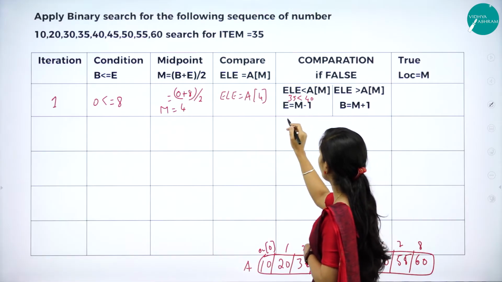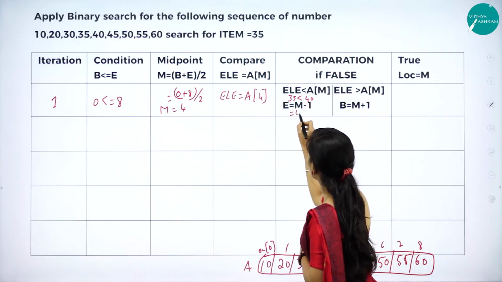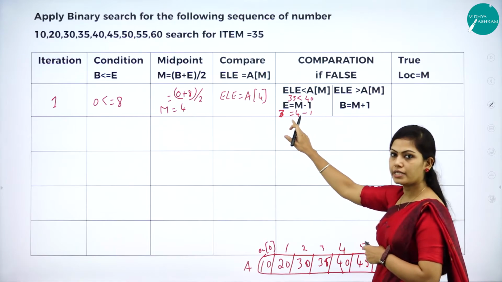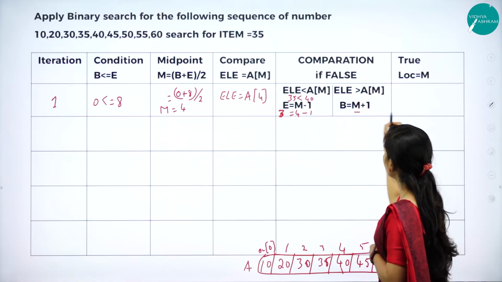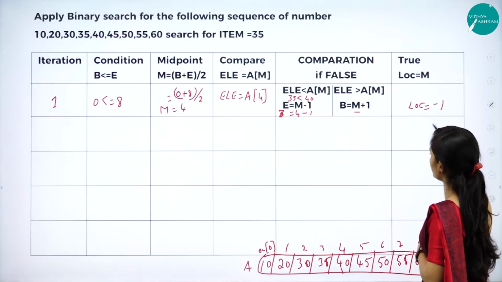We reset the value: E is equal to M minus 1. What is M? M is 4. 4 minus 1, you will get 3. So this is your new end value, 3 is equal to 4 minus 1. B will remain the same. The location, I will assume, is minus 1.